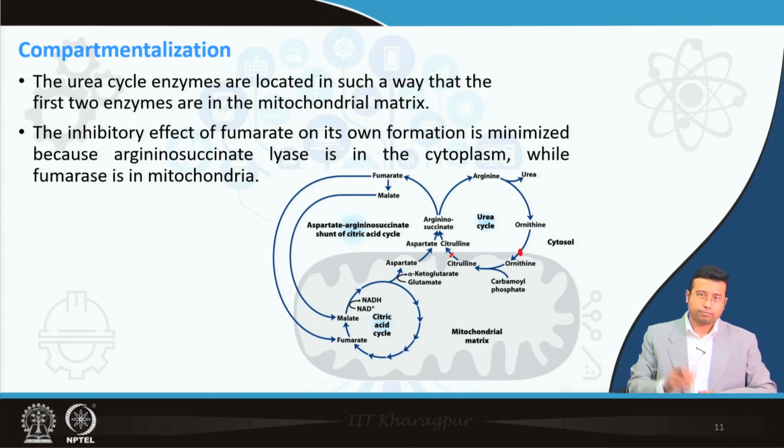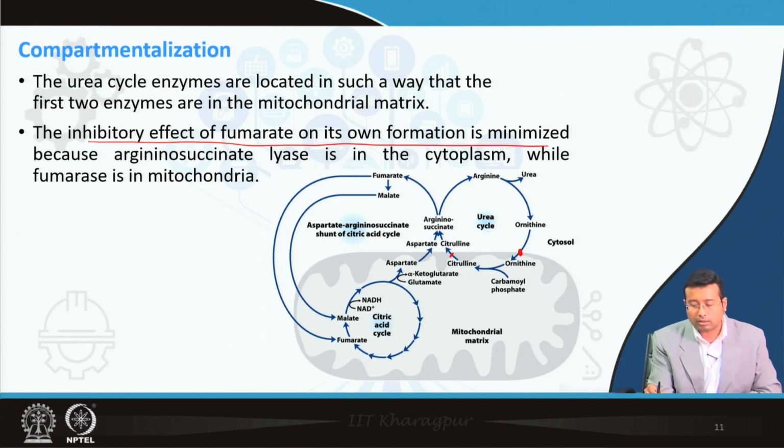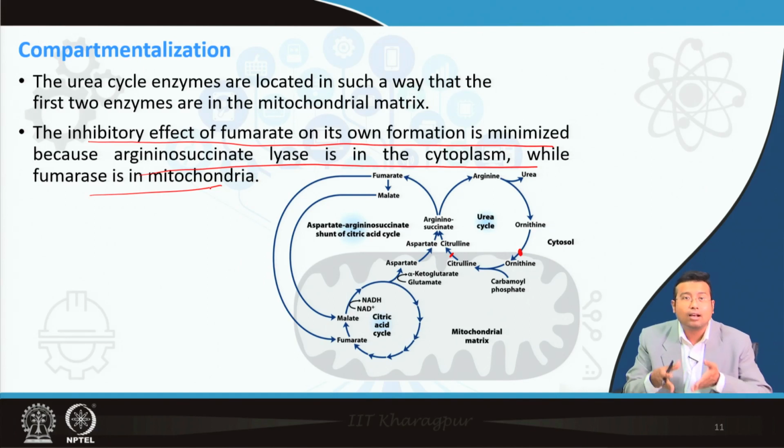will be in the cytosol, there is one step where fumarate is produced, right. Well, when fumarate is produced, the inhibitory effect of fumarate on its own production by the fumarase enzyme is minimized because argininosuccinate lyase is in the cytoplasm while fumarase is in the mitochondria. So, what happens? This absence of fumarase is actually helping the cycle to continue, alright.